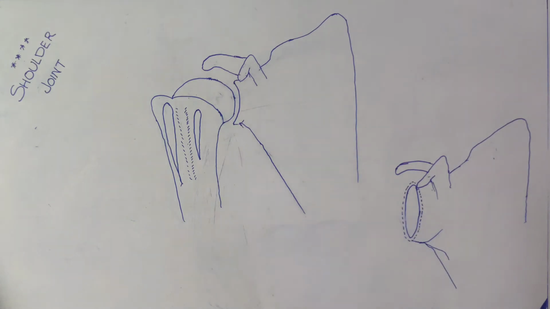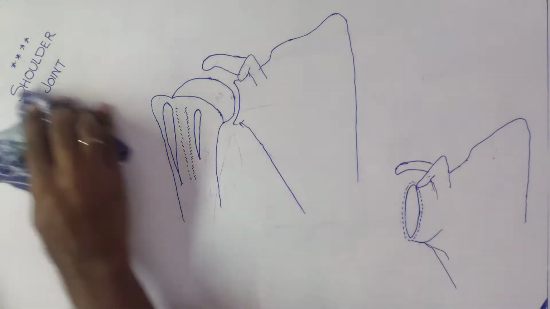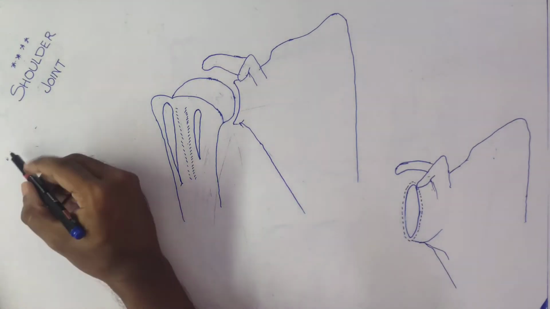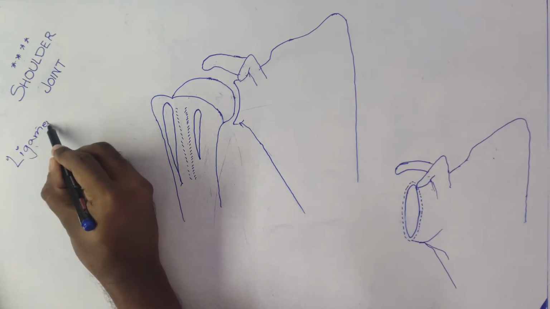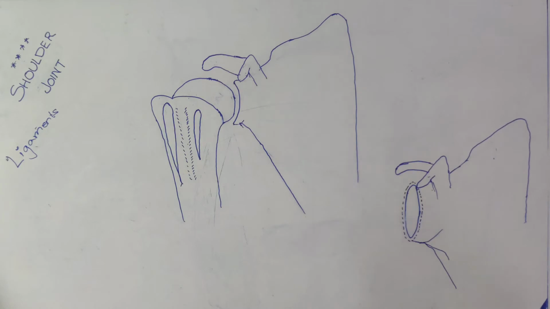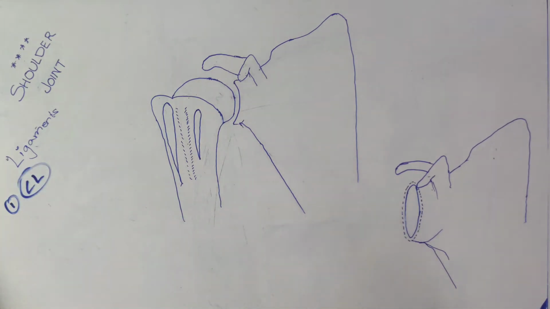Next we go to the ligaments. Ligaments are very important in this concept. The first ligament is the capsular ligament. This capsular ligament is very loose and it permits free movement.